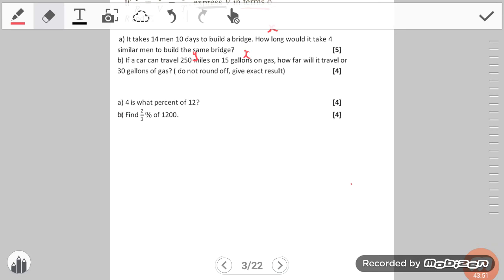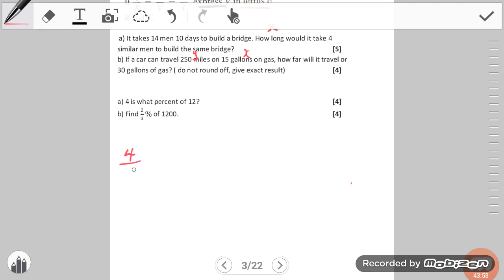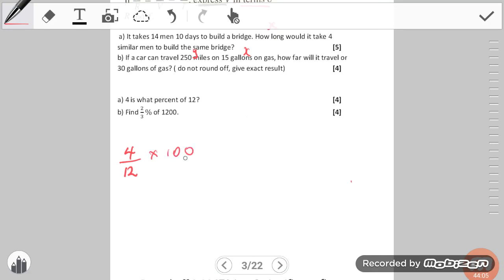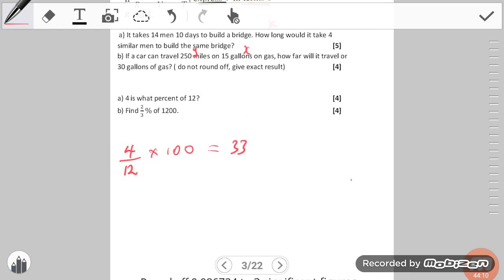Now next here is going to be 4 is what percent of 12. That is just simply going to be 4 divided by 12. It's almost like saying you get 4 questions right out of 12. What percentage did you get? And clearly you will see that that's going to be 33%. You can just go on the calculator and verify. 4 divided by 12 multiplied by 100, and that's 33.33%, which rounded off is approximately 33%.